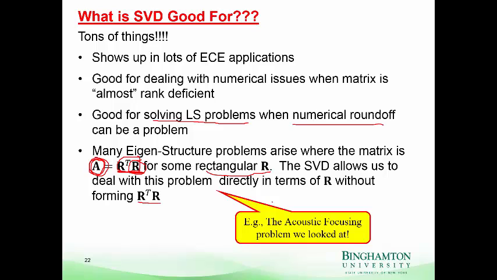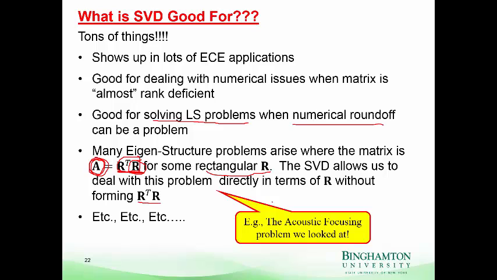We've already seen one scenario where this is true. In the acoustic focusing problem that we looked at in the previous set of notes, we had our big H matrix, and I said, let's form H transpose H and find the eigenvalues and vectors for that. The eigenvector corresponding to the largest eigenvalue of H transpose H was the solution we were looking for. But now our computer can work directly with H without having to compute H transpose H. And remember, H was a big matrix, so doing that was a lot of work, and then we had to find eigenvalues of that thing. So we can work directly with the H matrix, which in many applications is absolutely crucial.